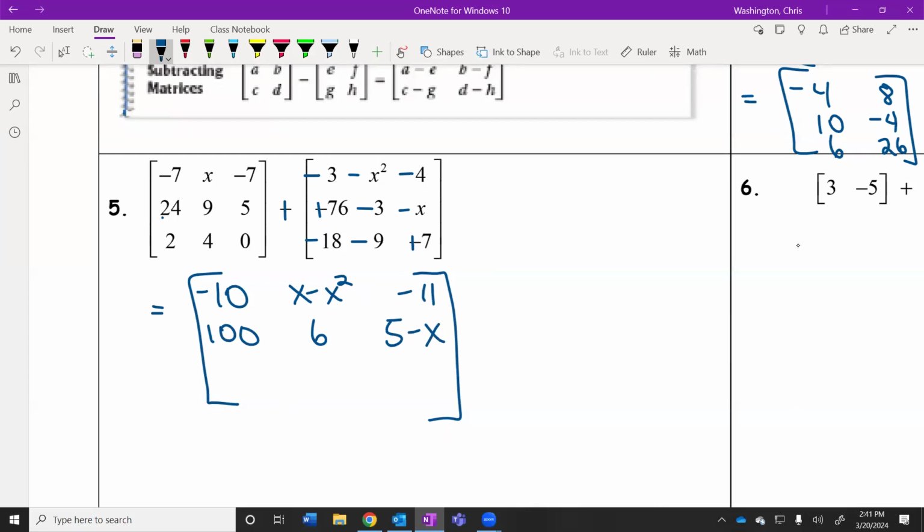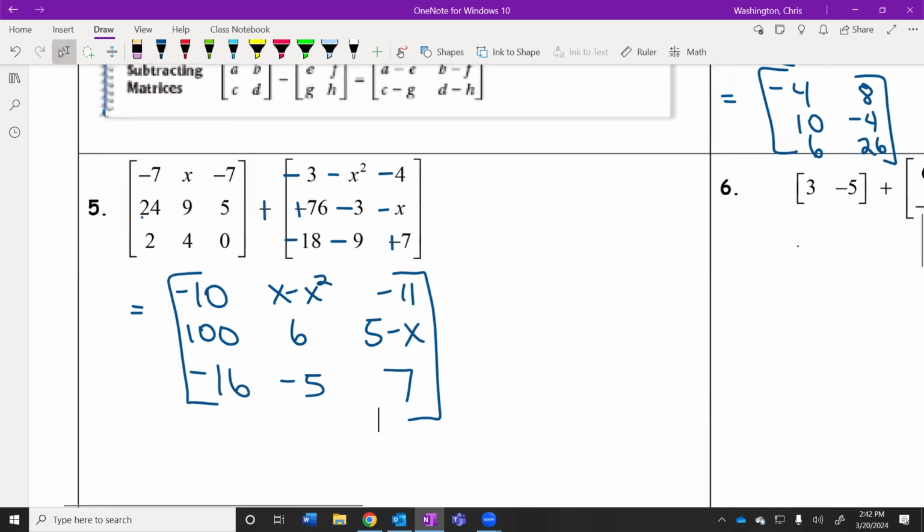And then we go and do the third row. 2 plus -18 is -16. 4 plus -9 is -5. And 0 plus 7 is 7. We literally just add those things together. It was subtraction. We don't like to subtract typically. It's much easier to add. So change that minus sign to addition and change all of those signs in that second matrix.